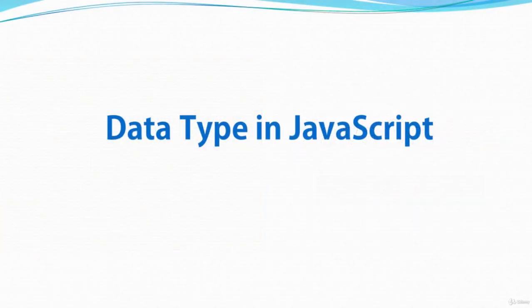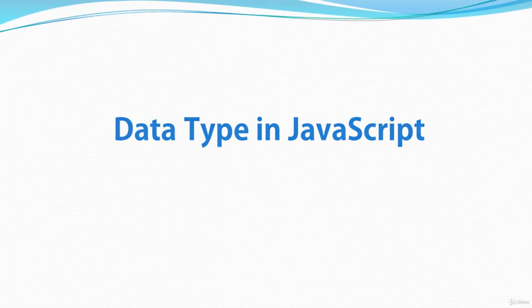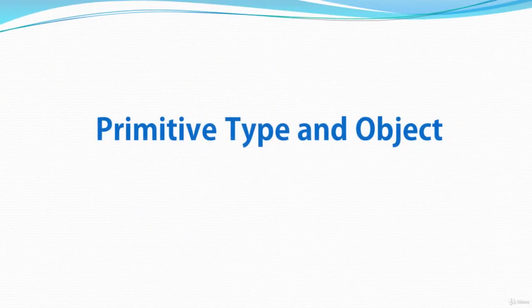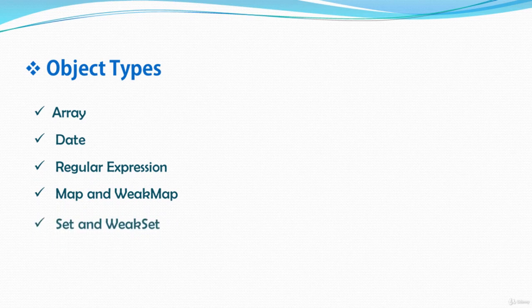In this lecture, we'll talk about object type in JavaScript. In the previous video, we talked about primitive data types in JavaScript. Now, in this lecture, we will cover object type. There are 5 types of objects: array, date, regular expressions, map and weak map, set and weak set. In this lecture, we will cover all these 5 objects with their syntax.